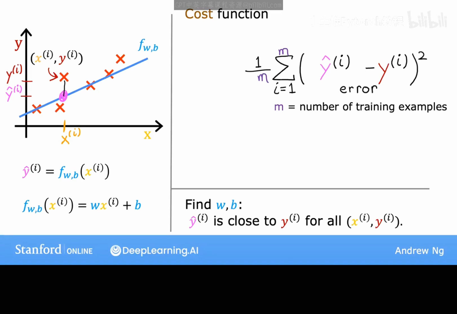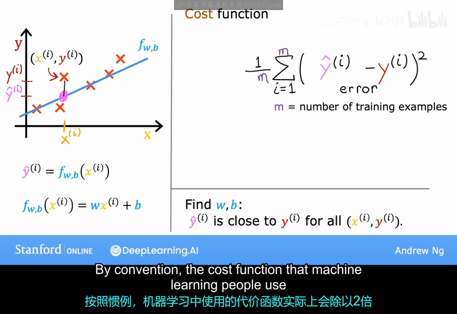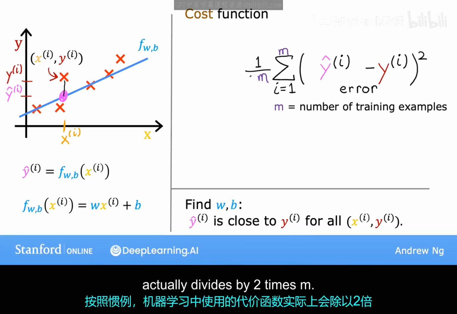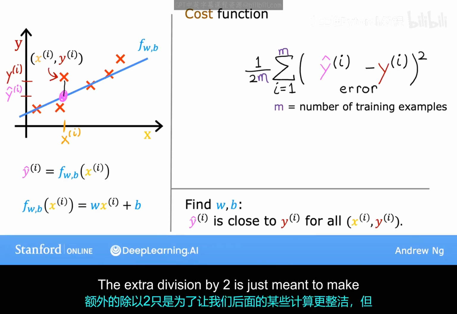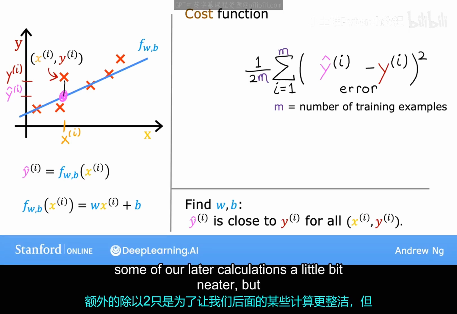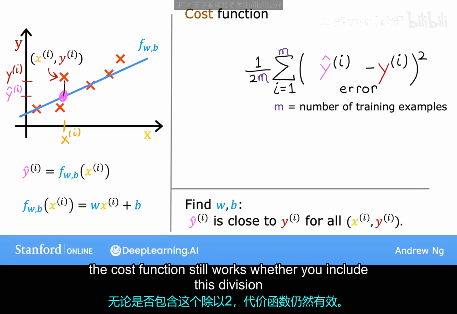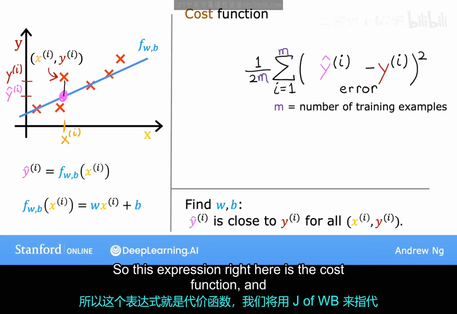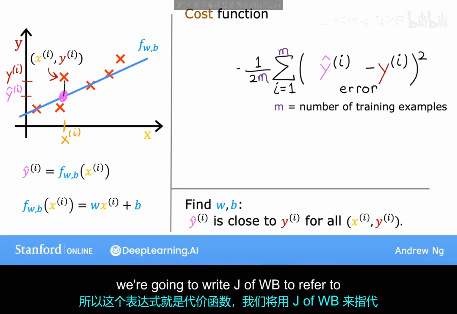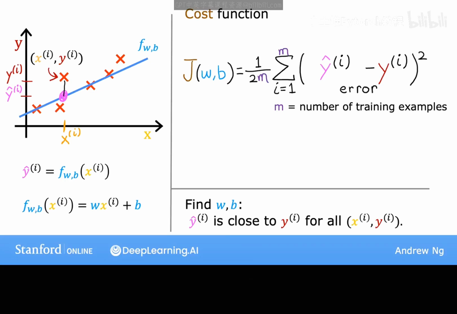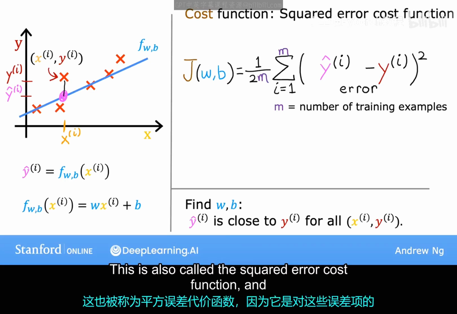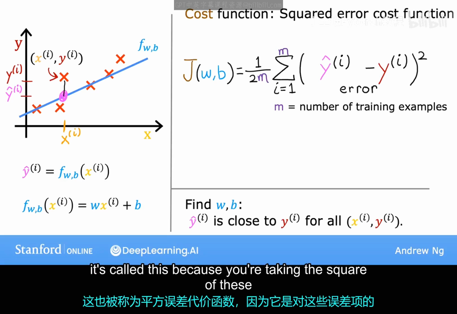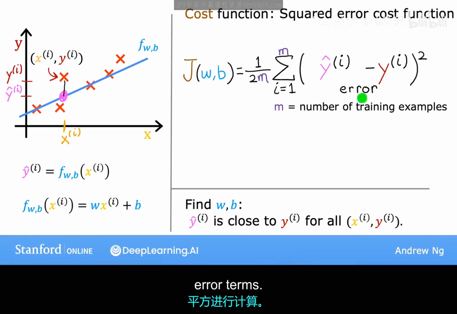Okay, we're nearly there. Just one last thing. By convention, the cost function that machine learning people use actually divides by 2 times m. The extra division by 2 is just meant to make some of our later calculations a little bit neater, but the cost function still works whether you include this division by 2 or not. So this expression right here is the cost function, and we're going to write J of w, b to refer to the cost function. This is also called the squared error cost function, and it's called this because you're taking the square of these error terms.